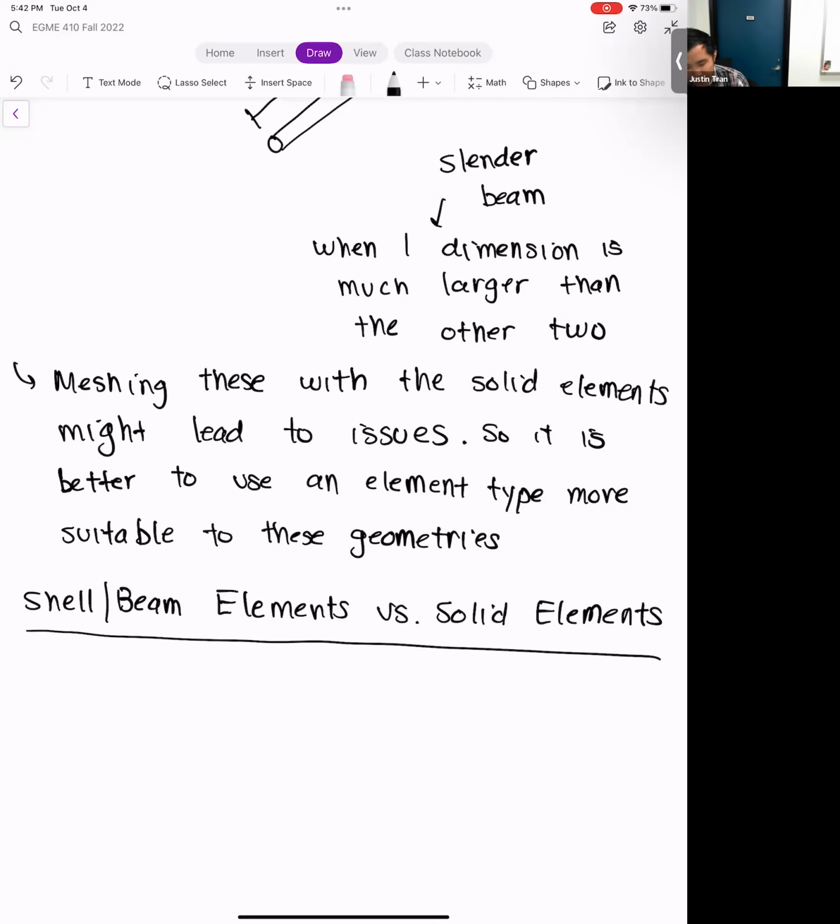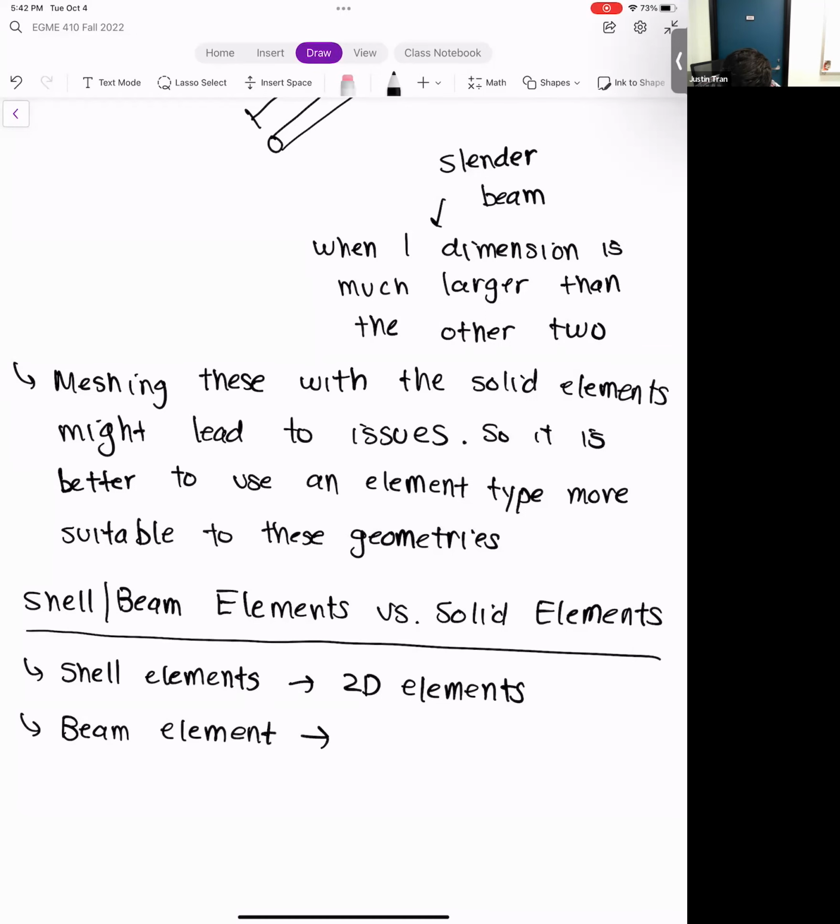All right. And so at their core, shell and beam elements look like lower dimensional elements. A shell element is essentially going to be a 2D element, and a beam element is essentially going to be a 1D element.